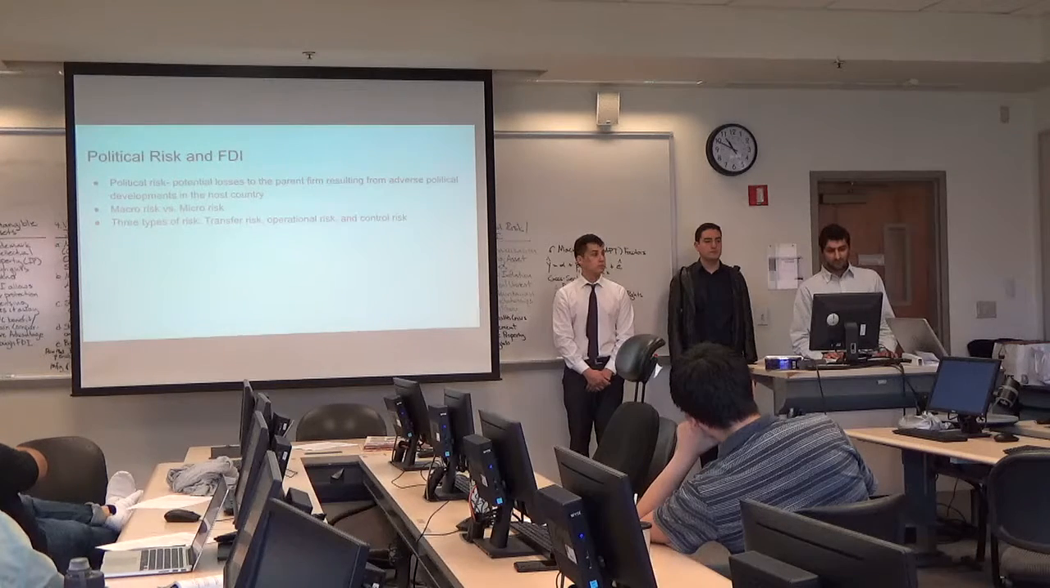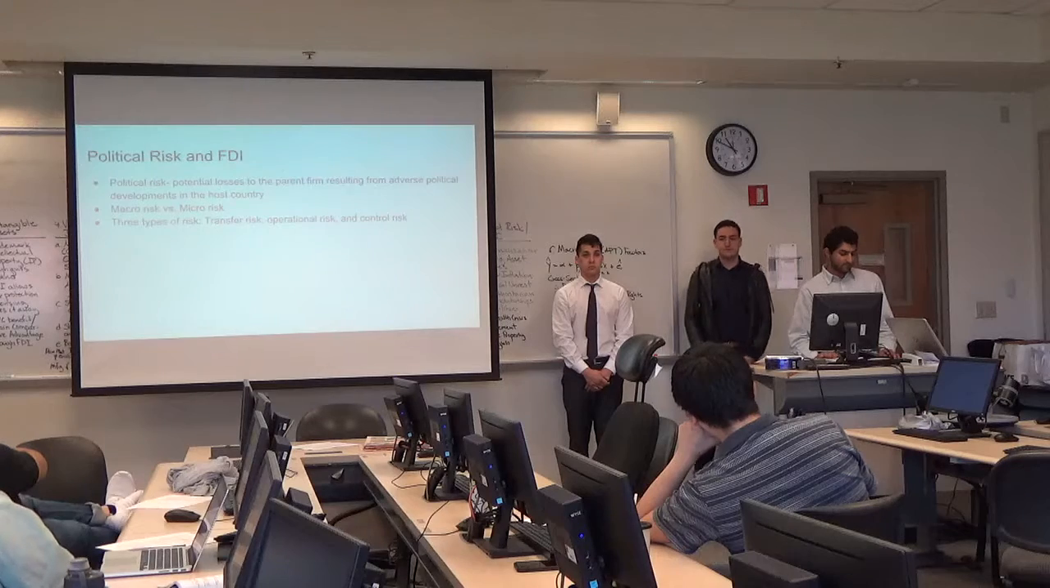When it comes to political risk, there are three types of risk. There's transfer risk, which is defined as an uncertainty about cross-border flows from capital payments. An example of this would be the unexpected imposition of capital controls.